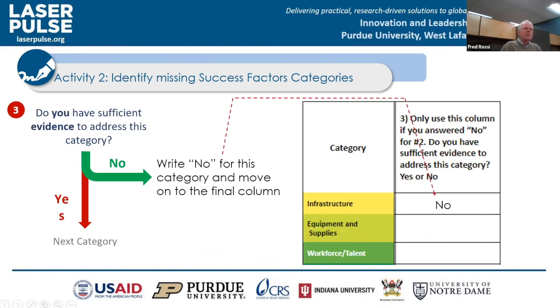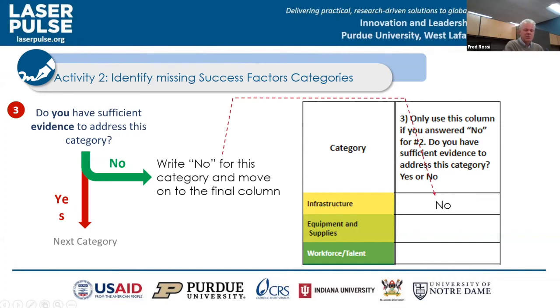And so then we have to answer, do we have sufficient evidence to address this category? Again, if the answer is yes, we move to the next equipment and supplies category because we already have enough information. But if the answer is no, then this means that it is a missing success factor that we have to address for the problem to eventually be solved.